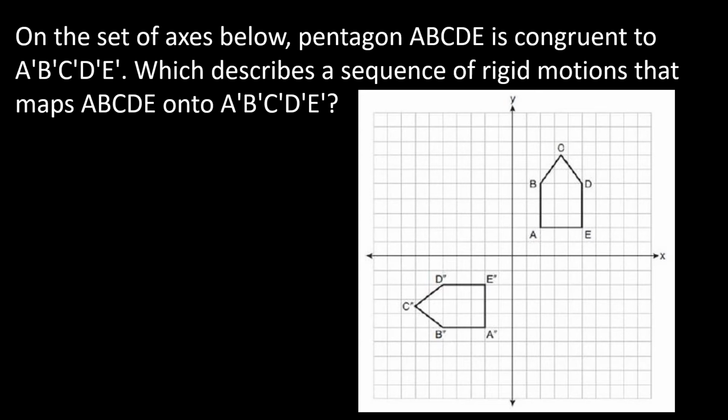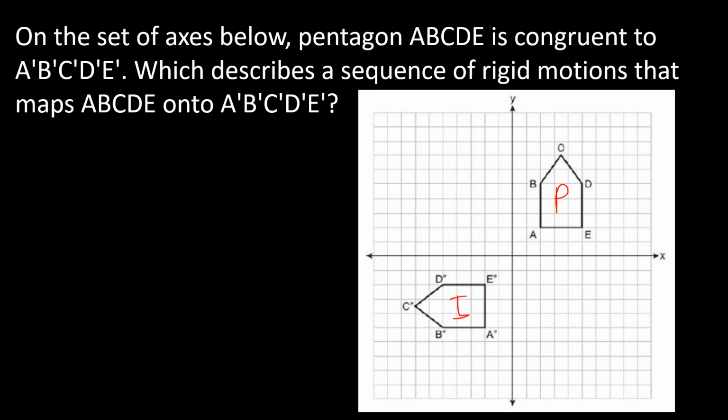So the first one says, on the set of axes below, pentagon ABCDE is congruent to A prime, B prime, C prime, D prime, E prime. Which describes a sequence of rigid motions that maps the 2 pentagons onto each other? So the first thing that I need to do is identify which one is the pre-image and which one is the image. As we stated before, the pre-image is always the figure that has the capital letters without the prime notation, and our image is the ones with the prime notation.